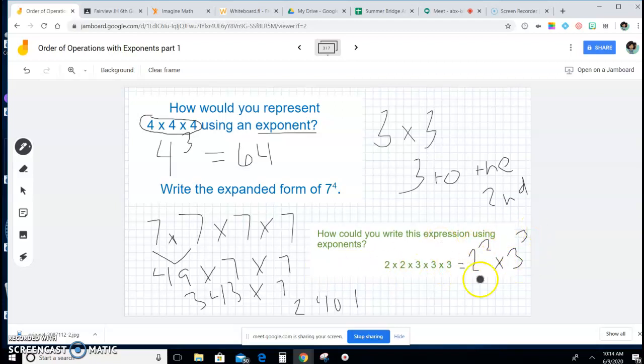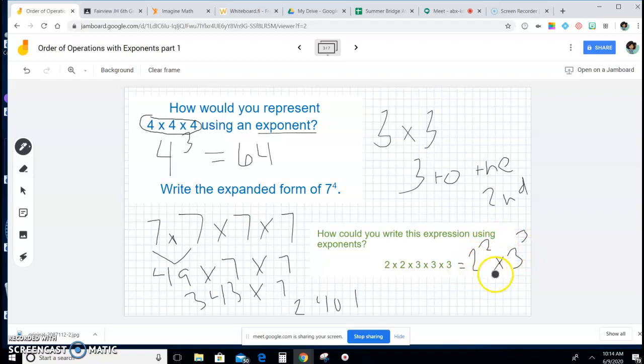And you'll have to do a lot of that when we do prime factorization and things like that. In 6th grade, you'll talk about that probably during the school year. But you will have to understand how to change an expression that's in expanded form to exponential form.